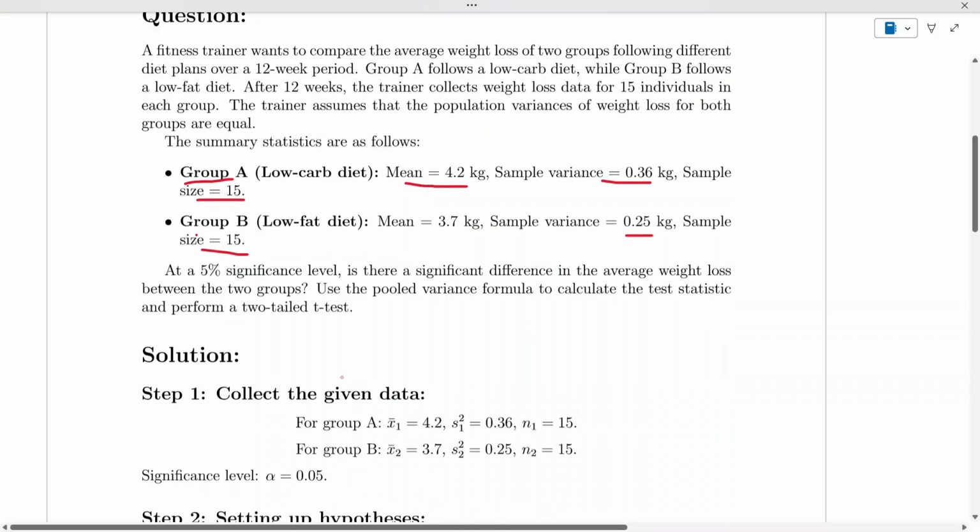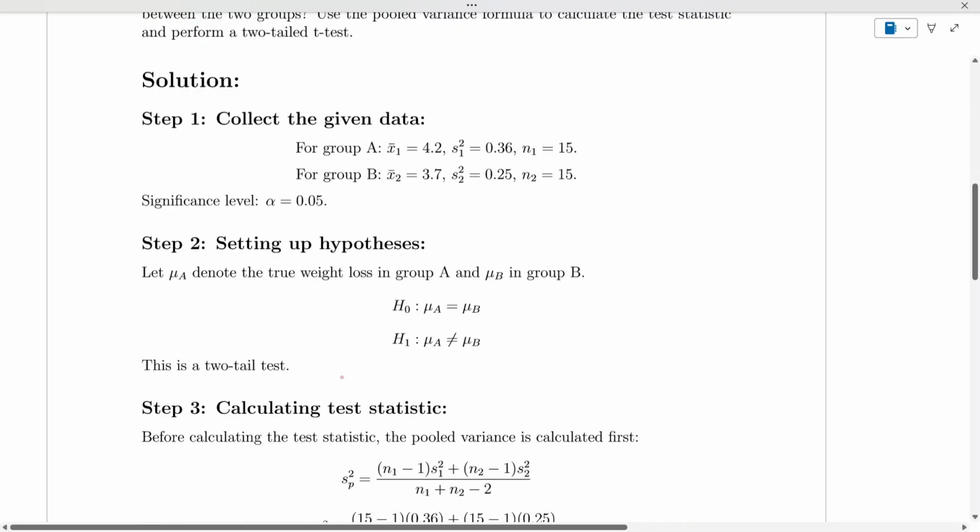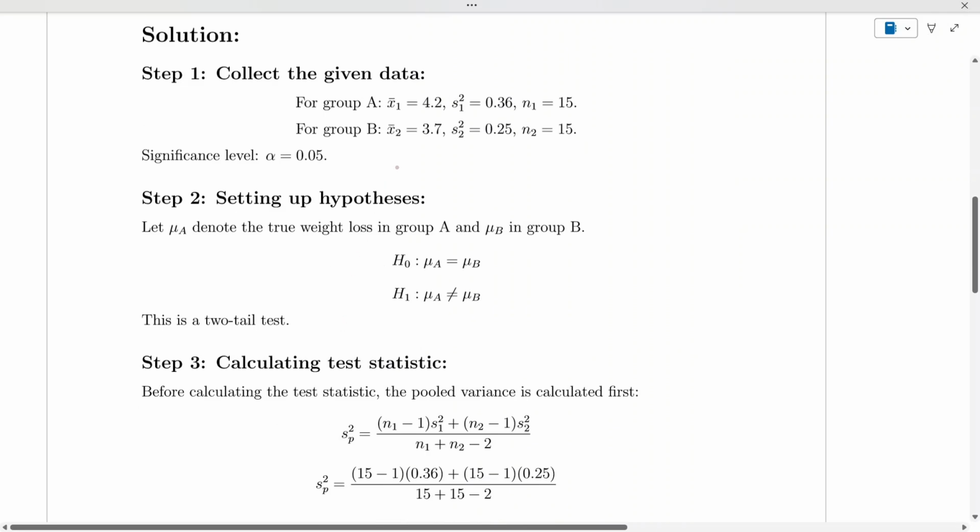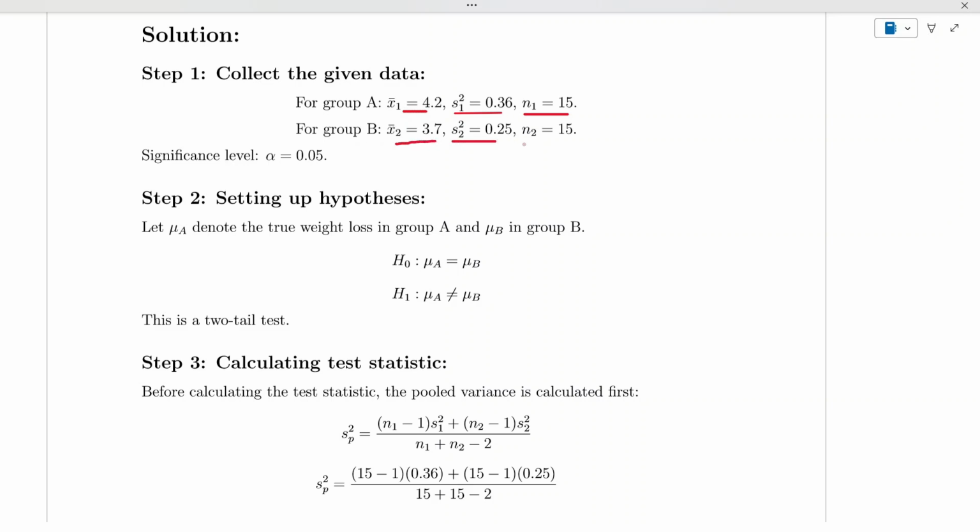In step 1, we collect the given data. For Group A, the value of x1 bar is 4.2, the sample variance S1 square is 0.36, and the sample size N1 is 15. Similarly, for Group B, the value of x2 bar is 3.7, S2 square is 0.25, and the sample size N2 is 15. The sample sizes N1 and N2 can be different, so do not get confused about that. The significance level alpha is 0.05. Okay, now we proceed to the second step.